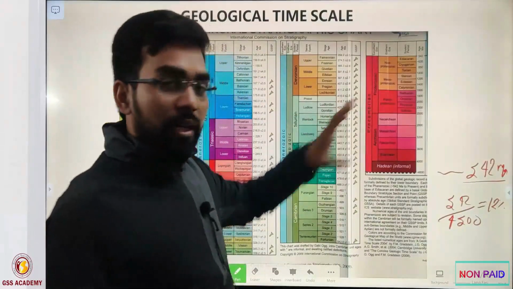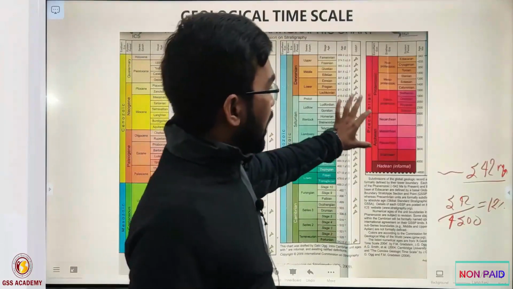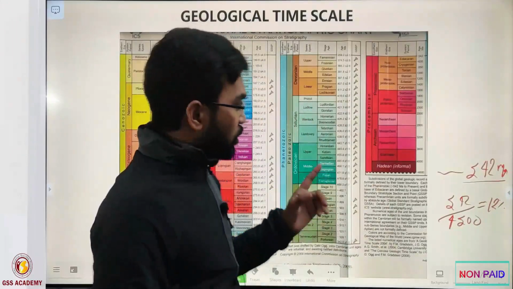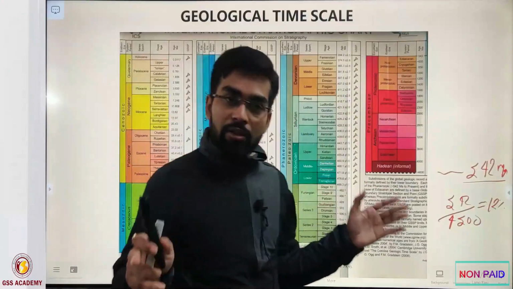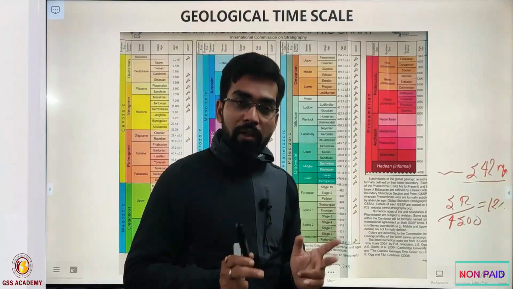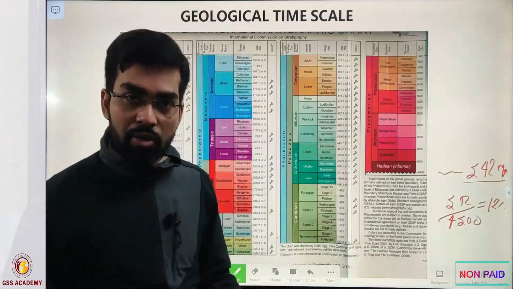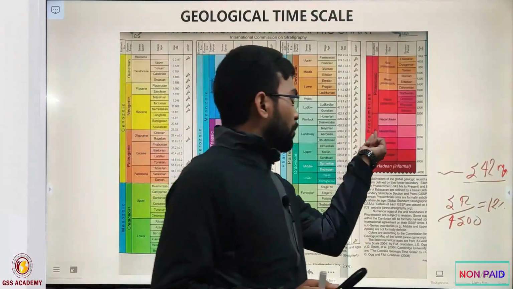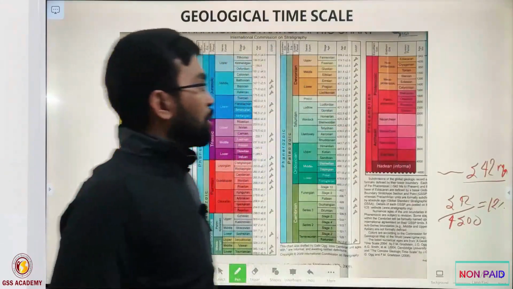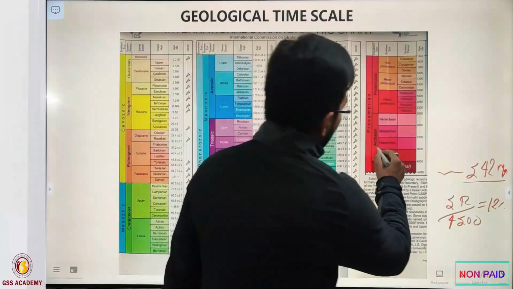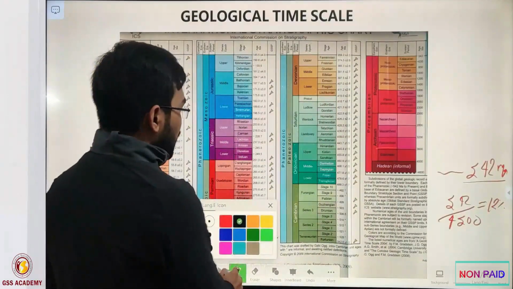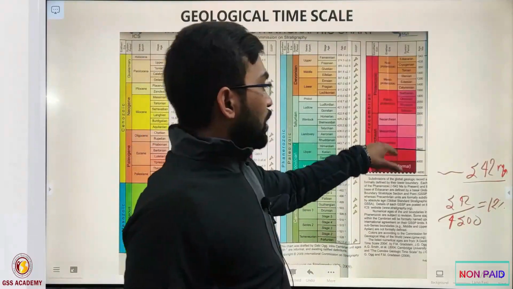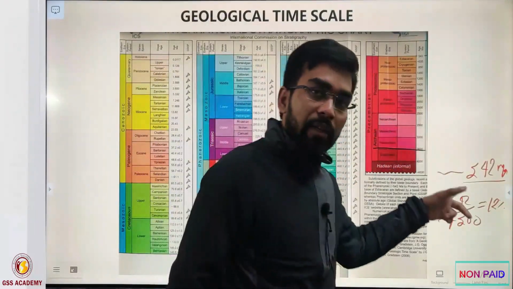Further, the Precambrian is divided into two parts, that is Archean and Proterozoic. First of all, the whole geological time scale is divided into two parts: one is Precambrian and the other is Phanerozoic. The Precambrian is further divided into two parts, the first one is Archean and the next one is Proterozoic. Further, Archean is again divided into four parts, sorry, Eoarchean, Paleoarchean, Mesoarchean and Neoarchean.